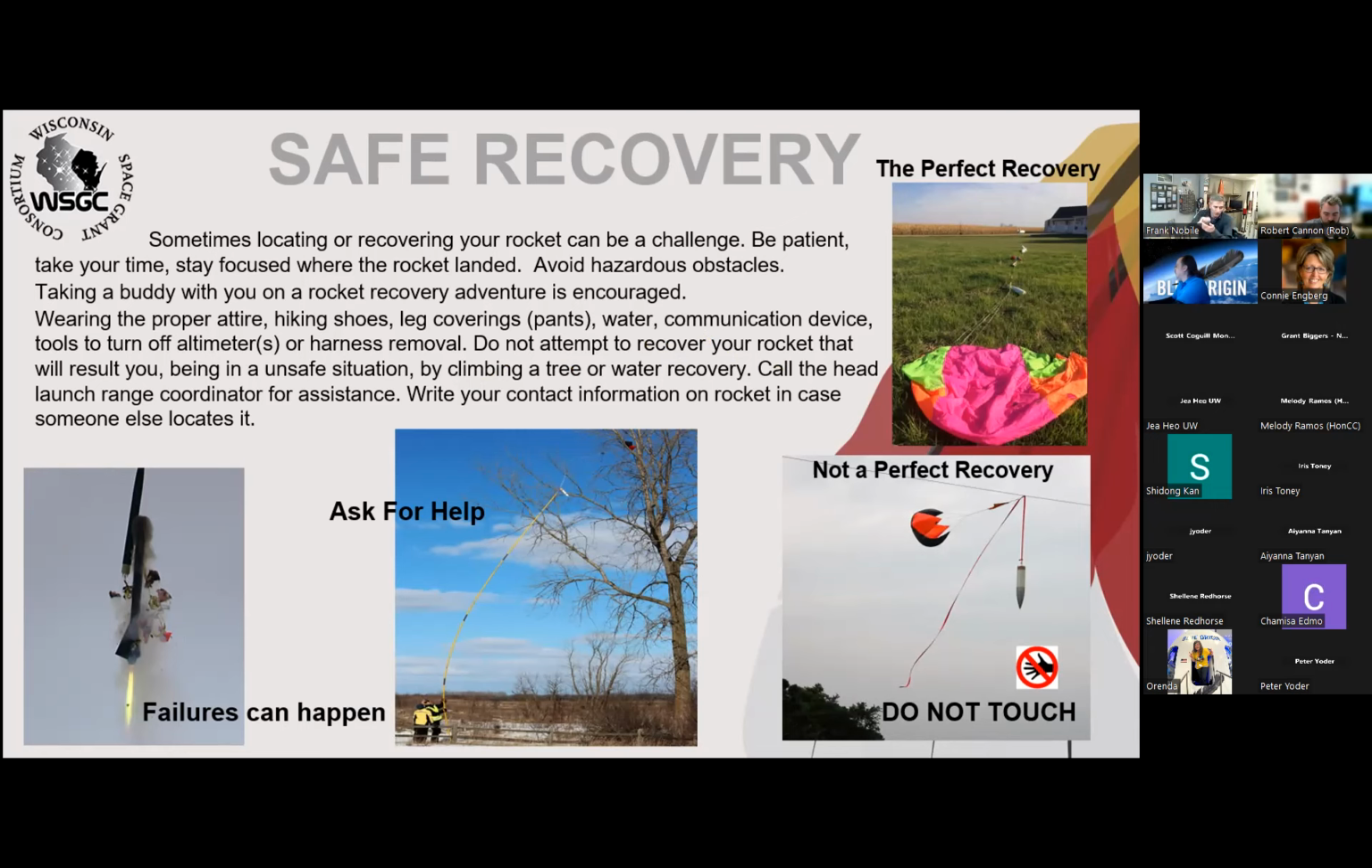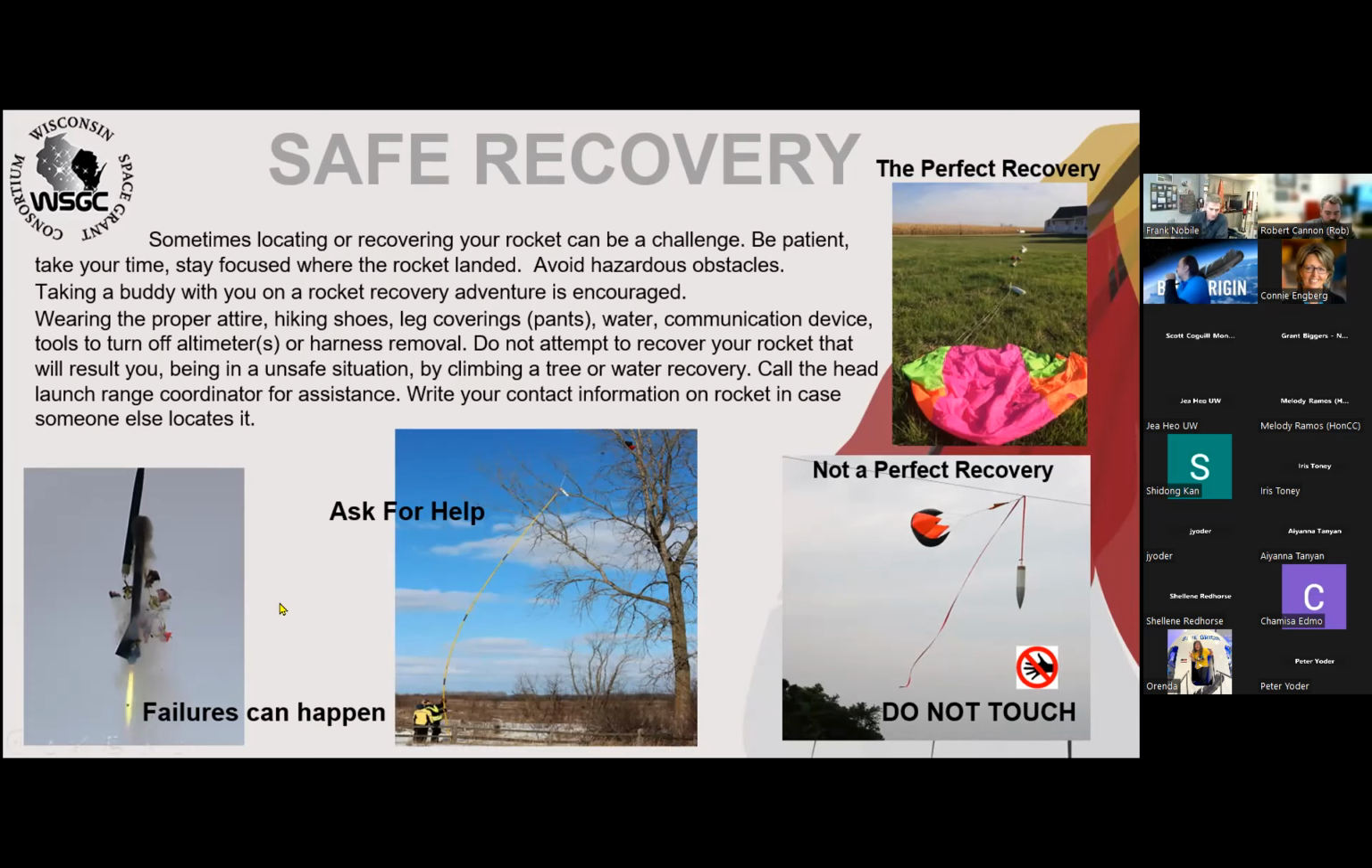It's a good idea to write your phone number on the coupler part of your rocket, like right here. Phone number, cell number. And someone can contact you and say, hey, I found your rocket. How much money are you going to give me? No rewards. Don't do that.